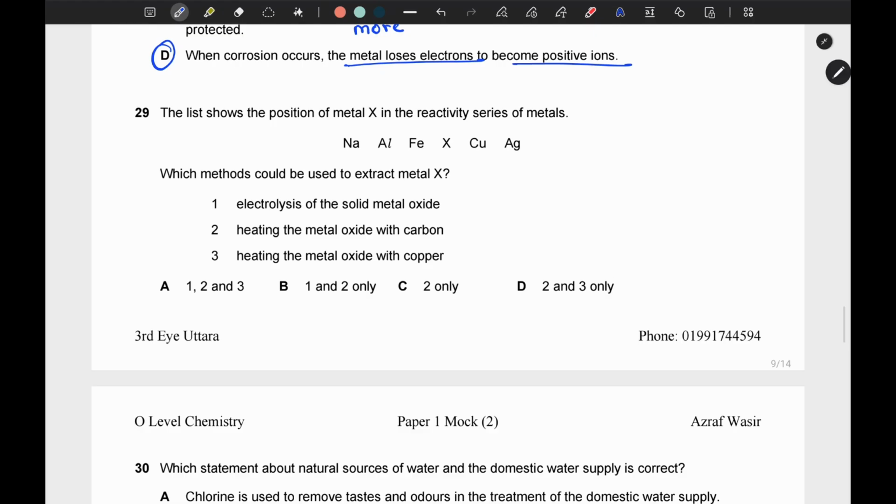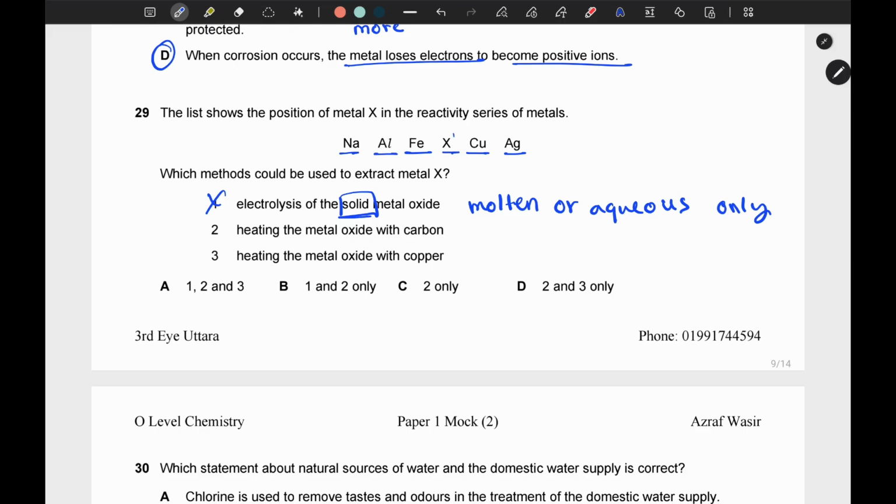The list for number 29 shows the position of metal X in the reactivity series of metals. So we have sodium, aluminum, iron, X, Cu, and silver. Which methods could be used to extract metal X? Number 1, electrolysis of solid metal oxide. Now this solid metal oxide can't be electrolyzed because electrolysis only works for molten or aqueous. So since it's a solid, the ions aren't free to move, so electrolysis won't take place. So 1 is wrong.